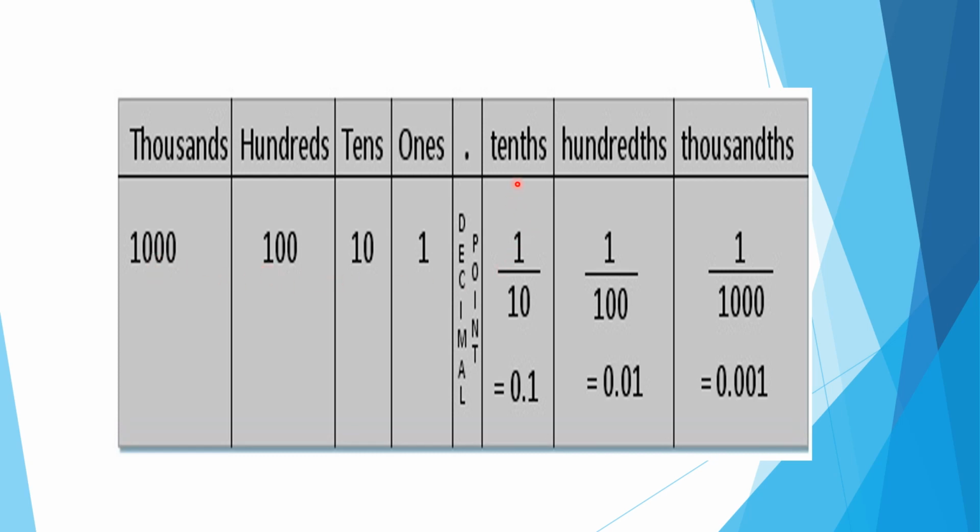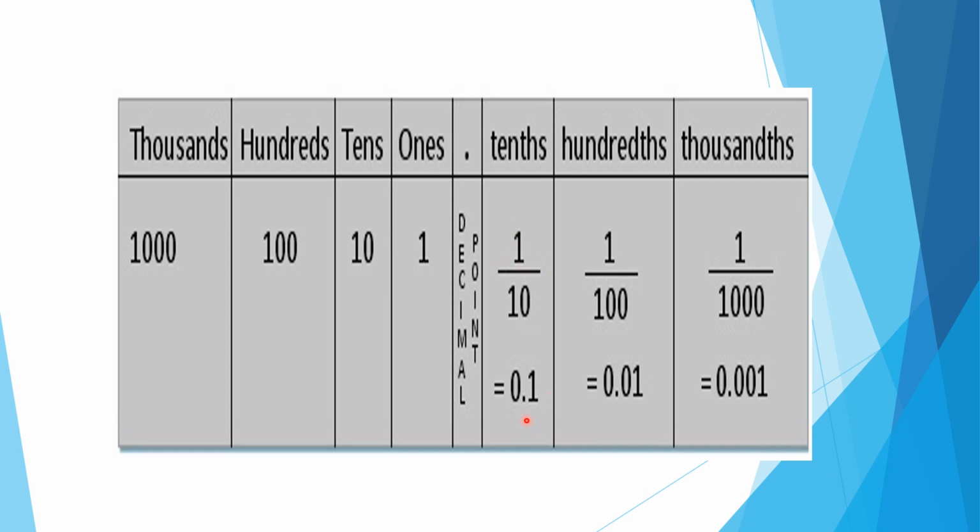What is the meaning of tenths? The whole is divided into 10 equal parts and 1 is selected. Is it clear? Hundredths means out of 100 equal parts, 1 part. Thousandths means out of 1000 equal parts, 1 part. That means 1 by 10 means 0.1. This you know. 1 divided by 10.